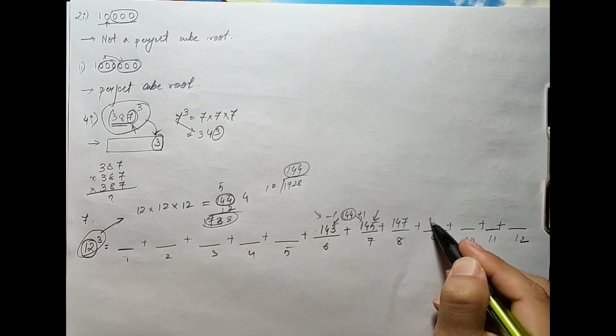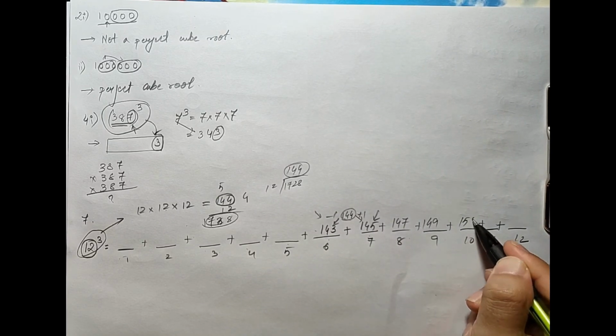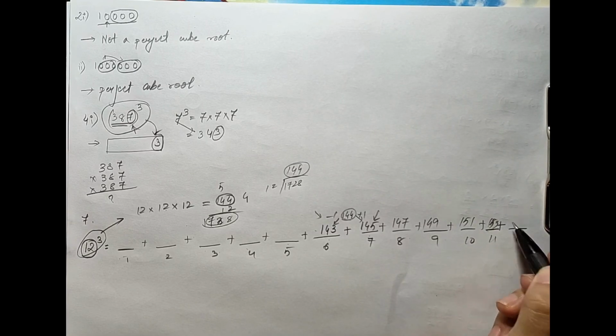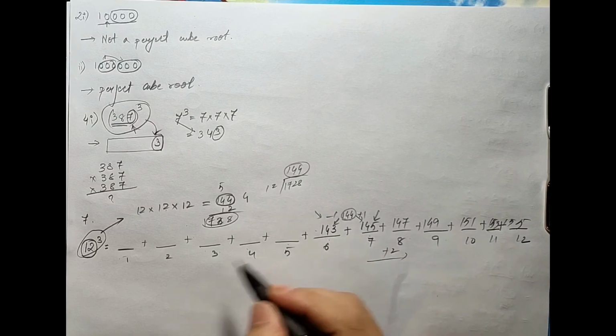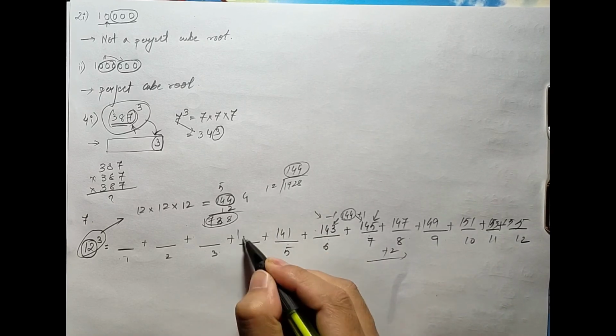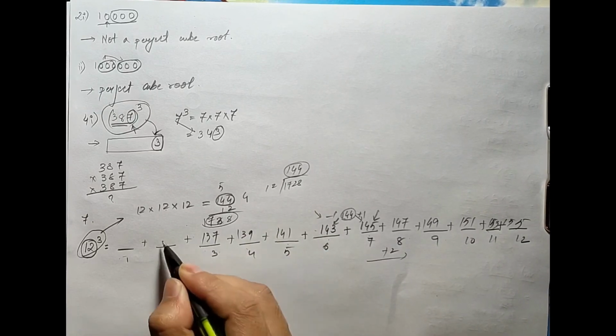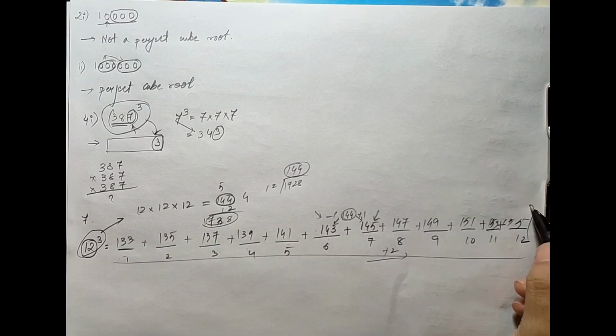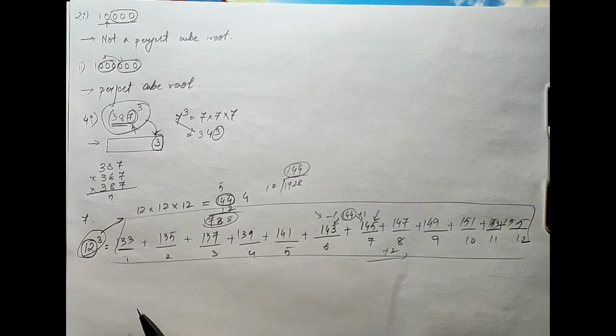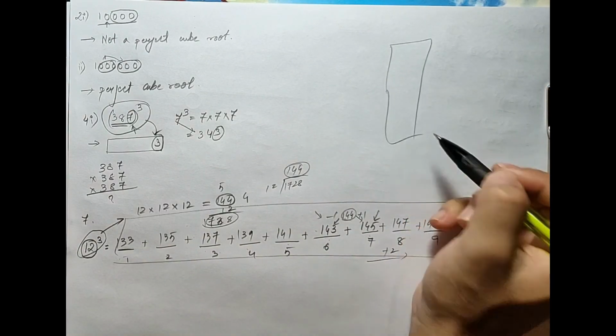So it will become 147, 149, 151, 153, 155, and reverse -2. This was +2, this is -2. So 141, 139, 137, 135, 133. You may check whether this solution is correct or not. You can use a calculator or you can add up all these numbers.